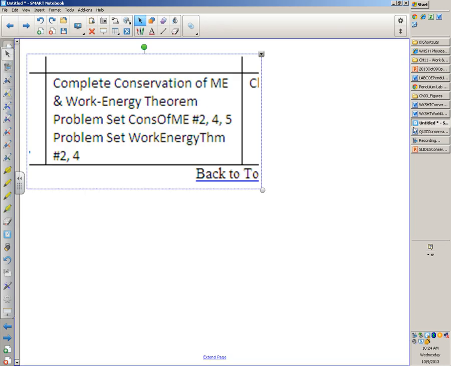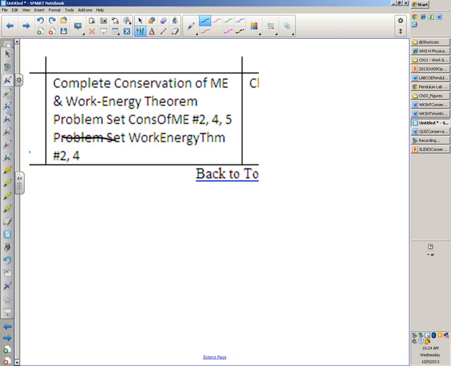So last night on the calendar, this part here that says work energy theorem number 2 and 4, you don't have to do that. But for tonight, if you would try number 2, number 4, and number 5, like I said, they're very similar to the example that we just did. Give you some practice doing it. Okay? Good there? Okay.